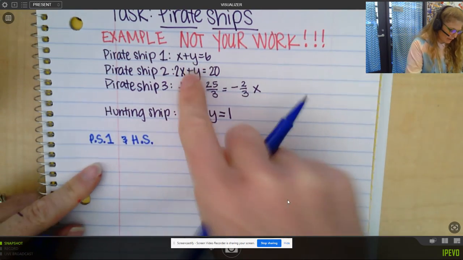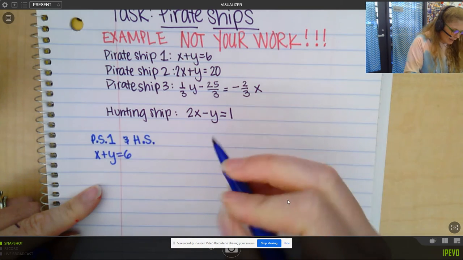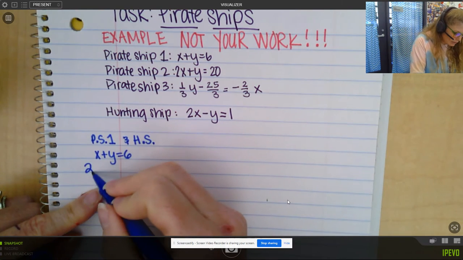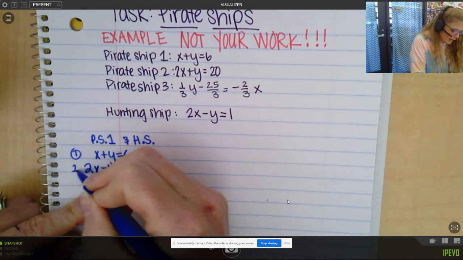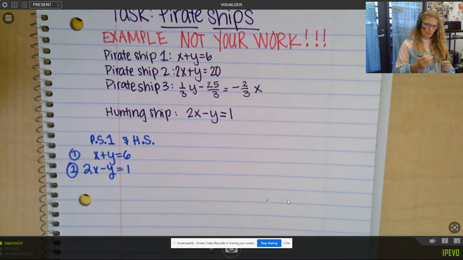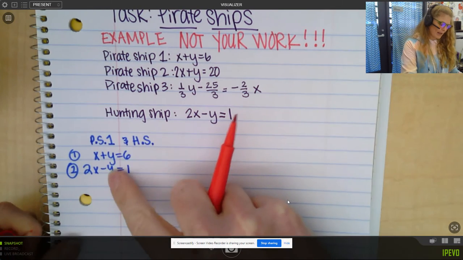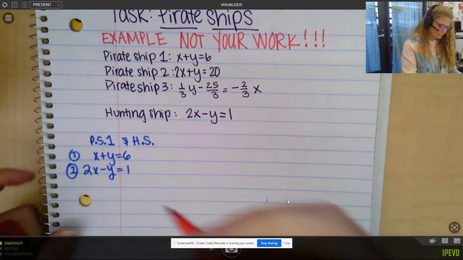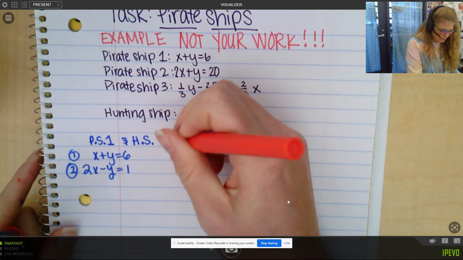So that would be pirate ship one. For me, x plus y equals 6. And my hunting ship is 2x minus y equals 1. So just like before, having two equations in our system, we can decide to use elimination or substitution to solve. So taking a look at this system, I'm really feeling elimination because we already have opposite y's. So I'm going to say that I'm going to solve with elimination.